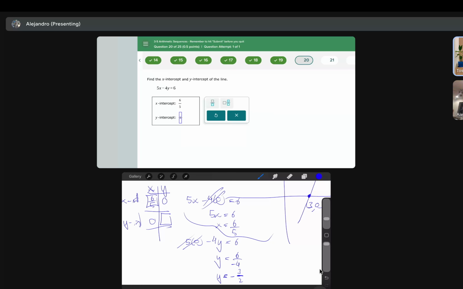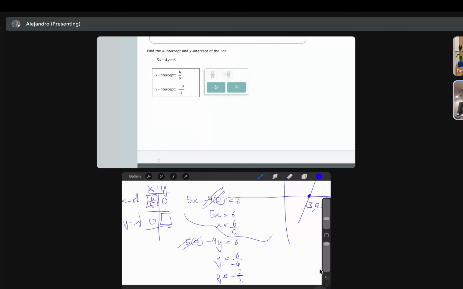So that would be a negative 3 halves. But okay, how do you put that in? Put it in the numerator. There you go. You can put it wherever you want, but it's more common in the middle or in the numerator.